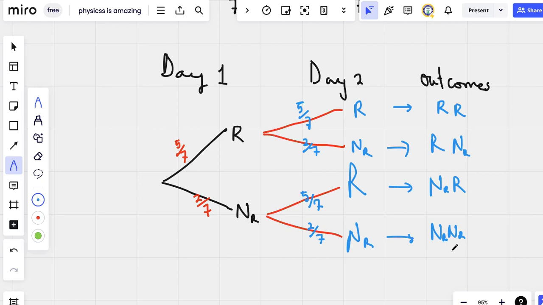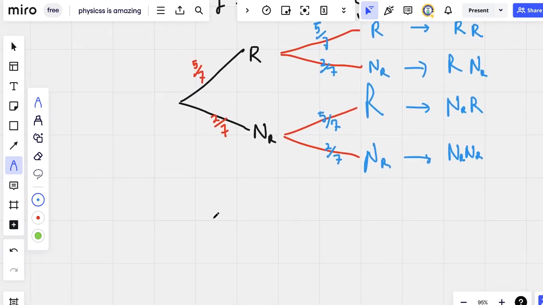Then the question they can ask again is for you to calculate the probability that it will rain on both days. Okay, so probability that it will rain on both days means rain on the first day and rain on the second day.